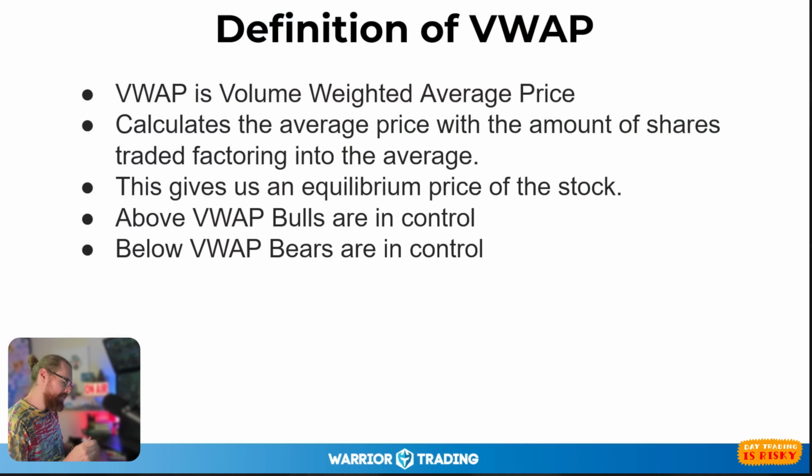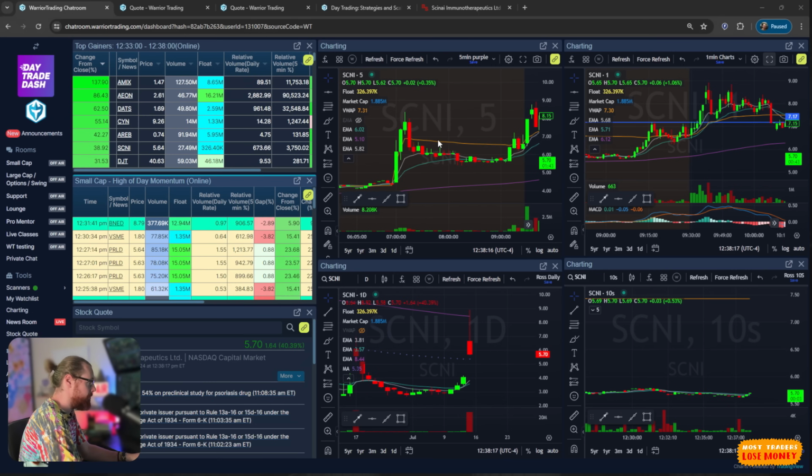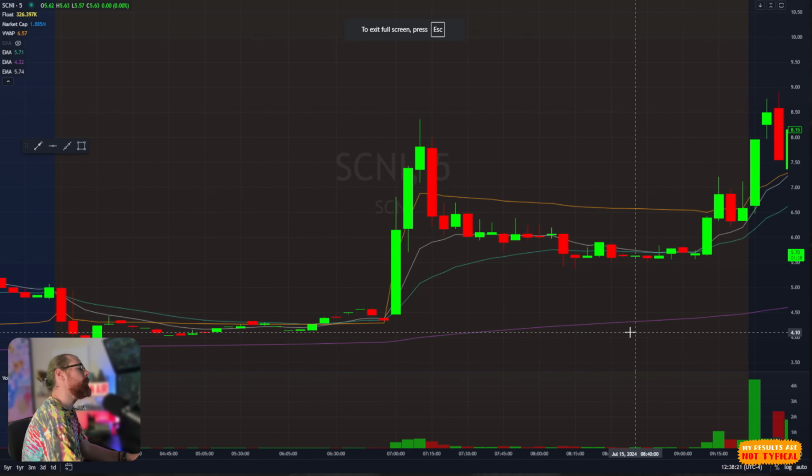So the result is you get a plotted line on your chart that is essentially showing you the equilibrium point of a stock, factoring in the amount of shares that traded. So it shows you the exact average price. In other words, if we know the exact average price and we see that the stock is trading above that price, we can assume that the bulls are in control. And if it's trading below that price, then the bears are in control.